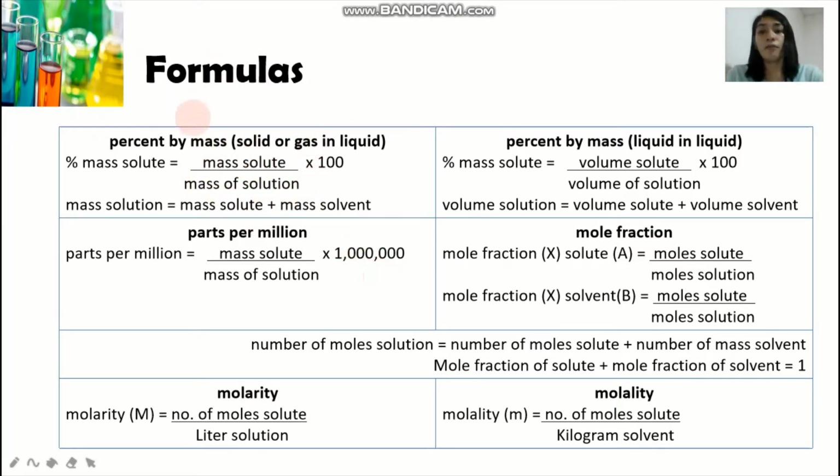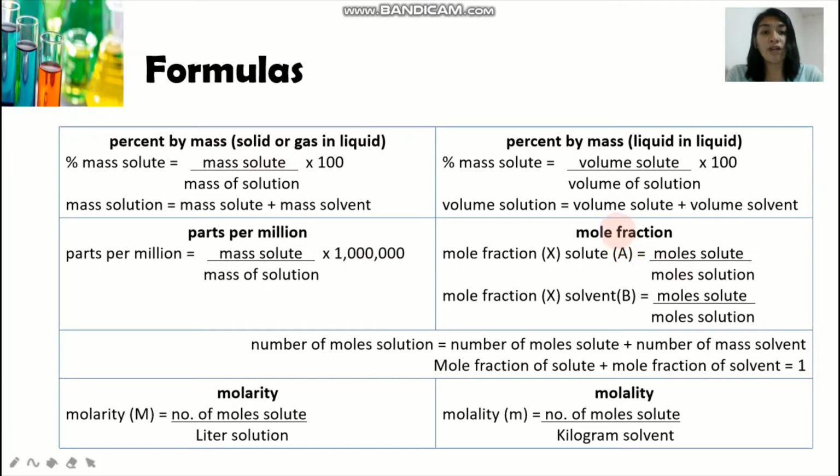Okay? So, for percent by mass, you could use this in solid or liquid, solid or gas and liquid. So, you have here percent mass solute, we get the mass of the solution. Okay? Percent by mass of liquid and liquid, so yan, you have volume instead of mass. Okay? So, parts per million, tandaan, per million. So, 1 million yung gagamitin natin.